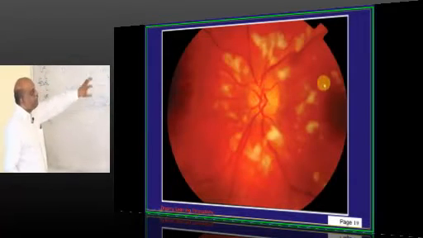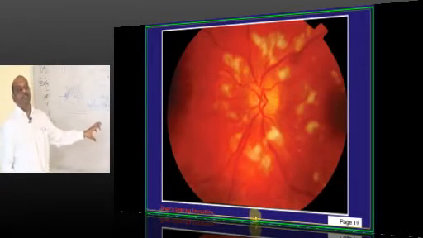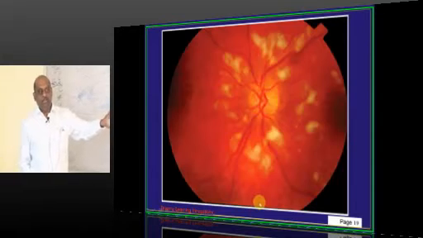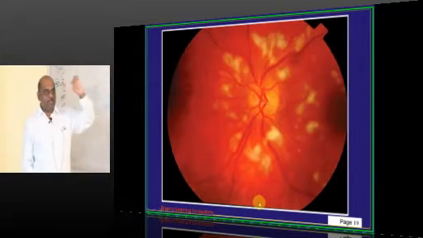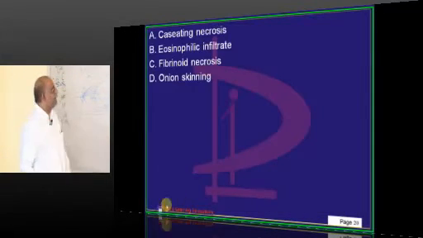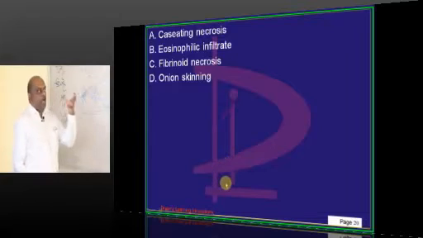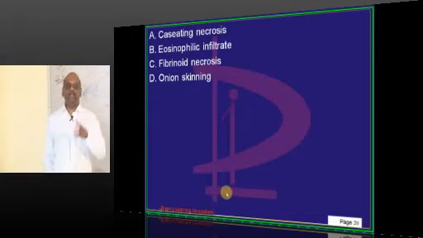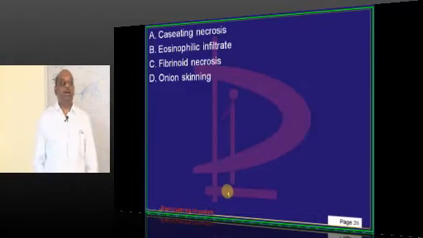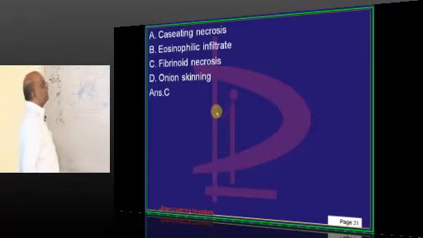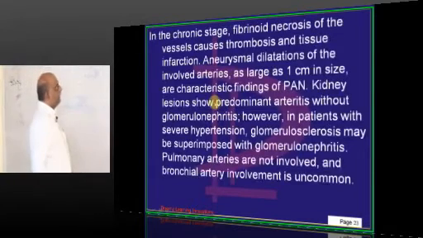You have fluffy spots on his retina, which is one more feature because of the vasculitic involvement of the retina. So what is the hallmark of the polyarteritis nodosa? Histopathological hallmark, fibrinoid necrosis is what you find in the vessels, is what I want to underscore to all of you.